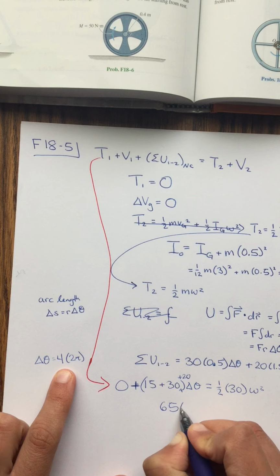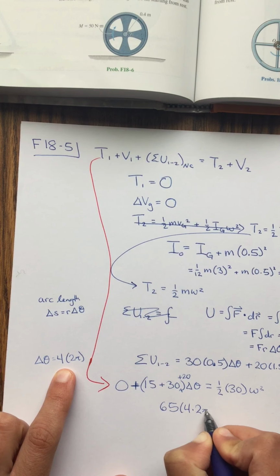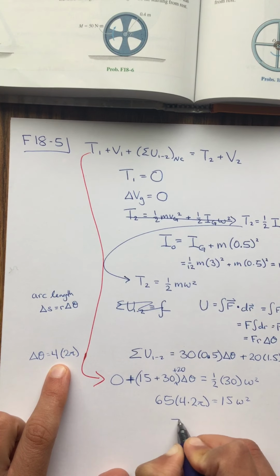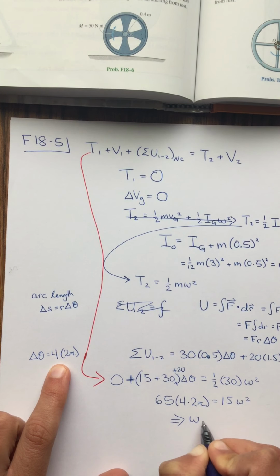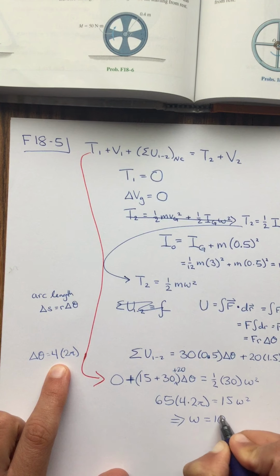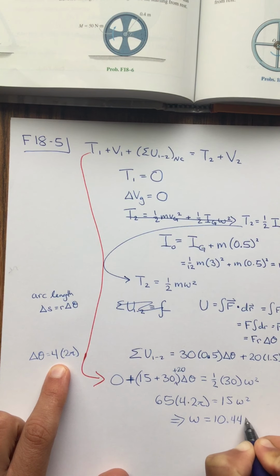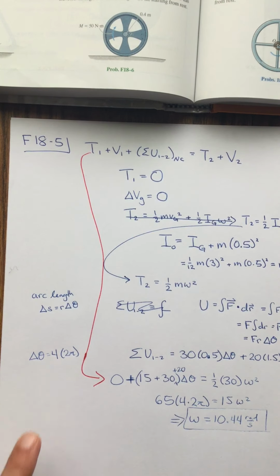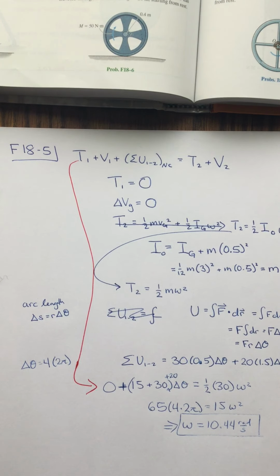Delta theta is 4 times 2 pi, and that equals 15 times omega squared. Therefore, you can solve for omega, and you should get 10.44 radians per second. And that concludes fundamental problem 5.